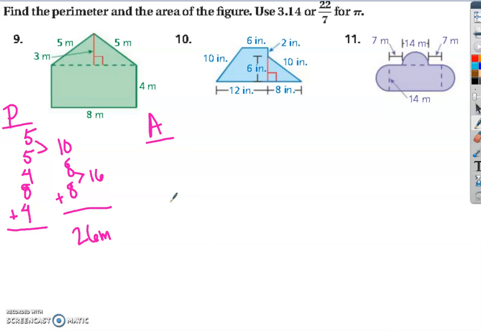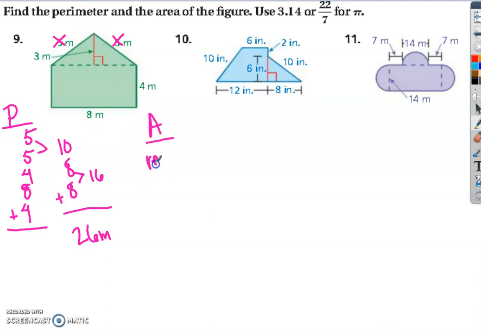So for the perimeter, you may have noticed that we didn't actually ever use this 3. And that's true because it isn't part of perimeter. It's not around the outside. But it's labeled on the figure because we need it for area. Now there are some numbers on the figure that we don't need for area. Like we don't need this one and we don't need this one to find the area. We needed it for perimeter, but we don't need it now.